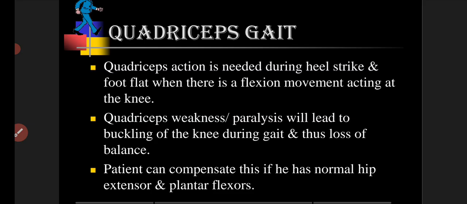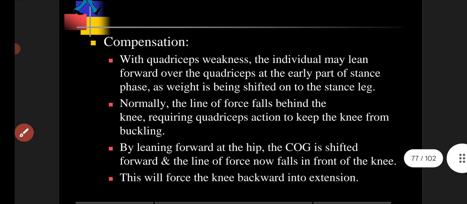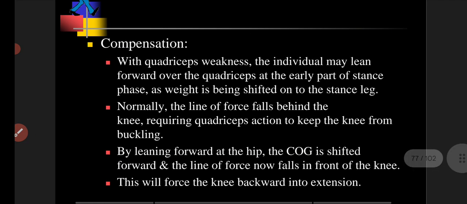You will not be able to perform the knee flexion, so there will be buckling of the knee during the heel strike. So the patient cannot compensate this if he has normal gait extensor or plantar flexors. Okay. What is the compensation with quadriceps weakness? The individual may lean forward over the quadriceps at the early part of the stance phase or heel strike. Early part of the stance phase is the heel strike, as weight is being shifted onto the stance leg.